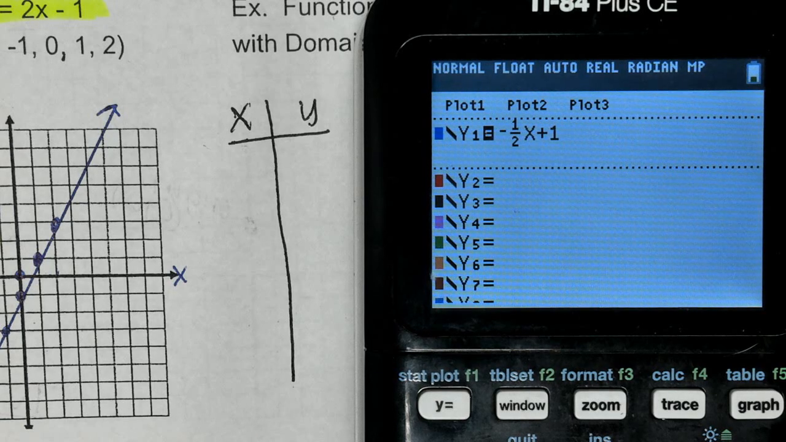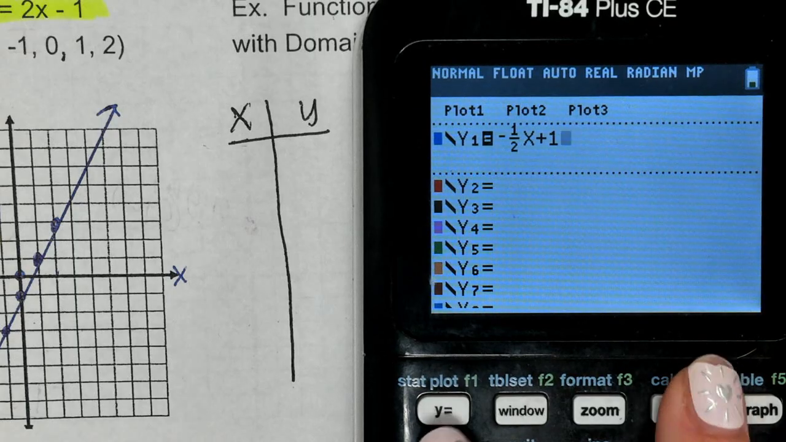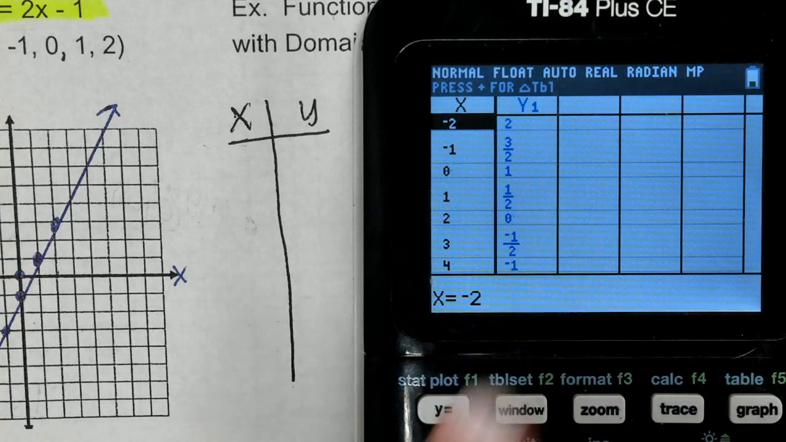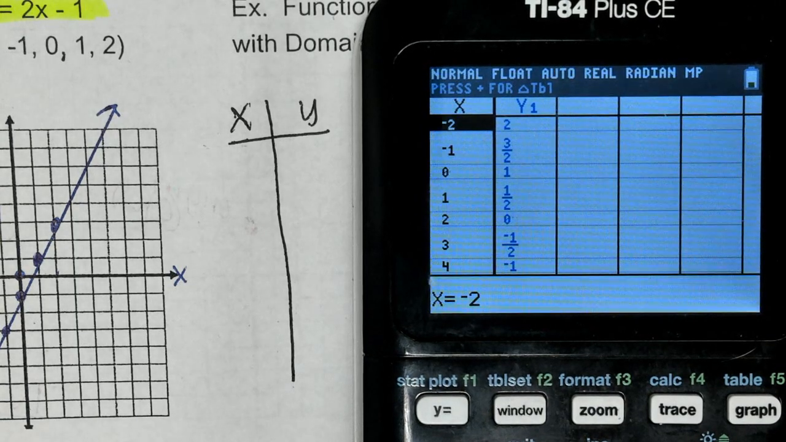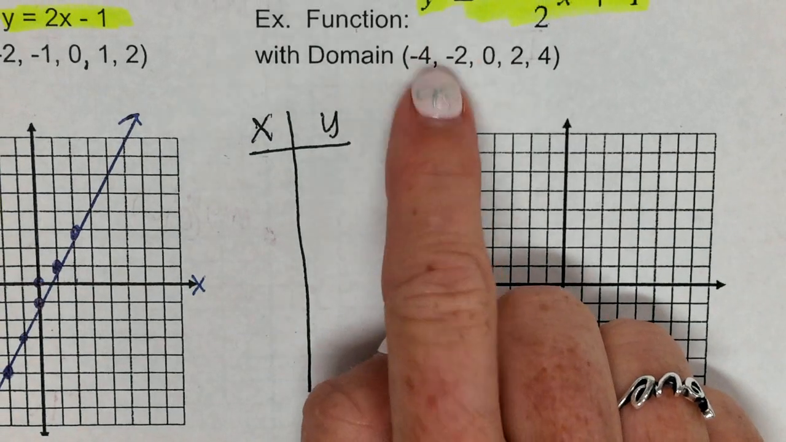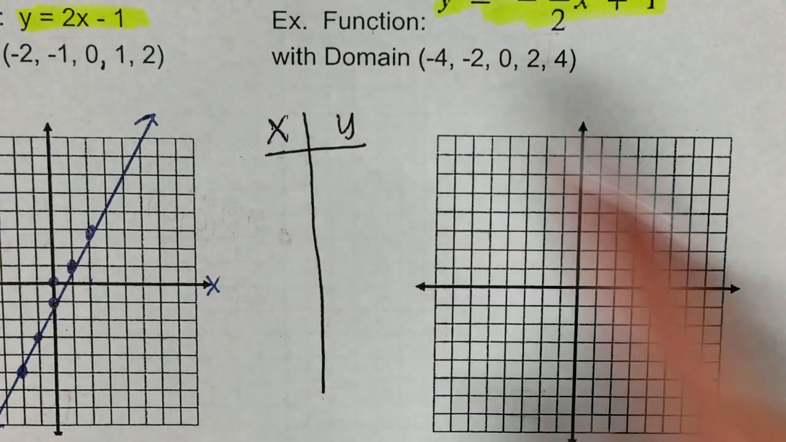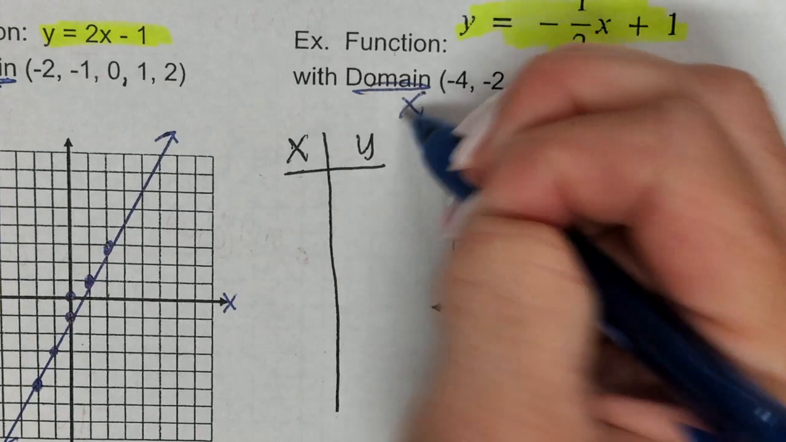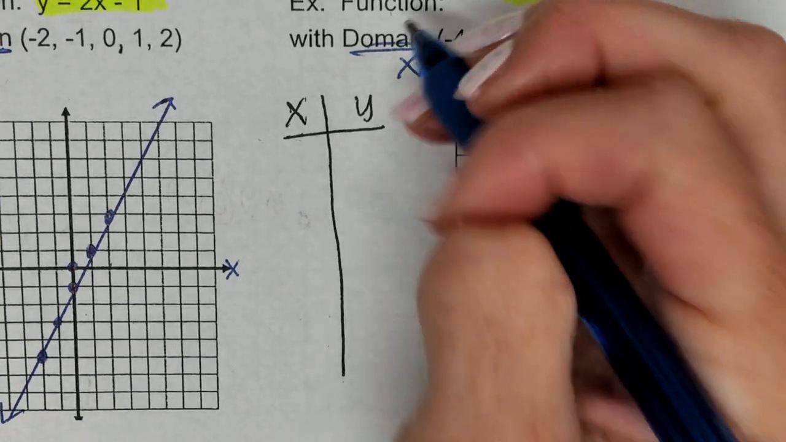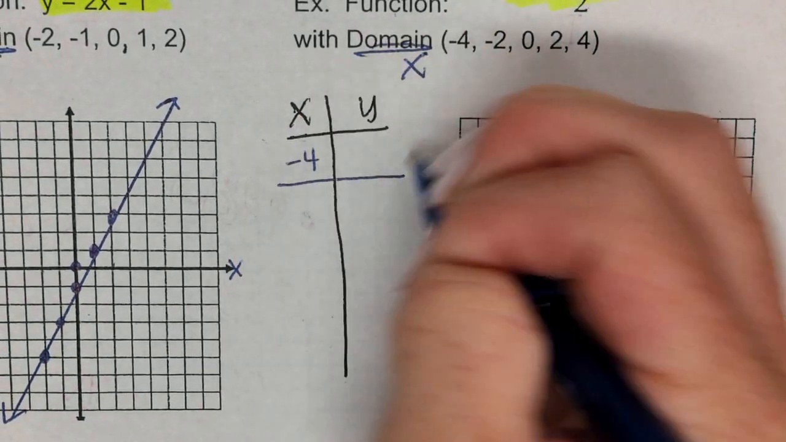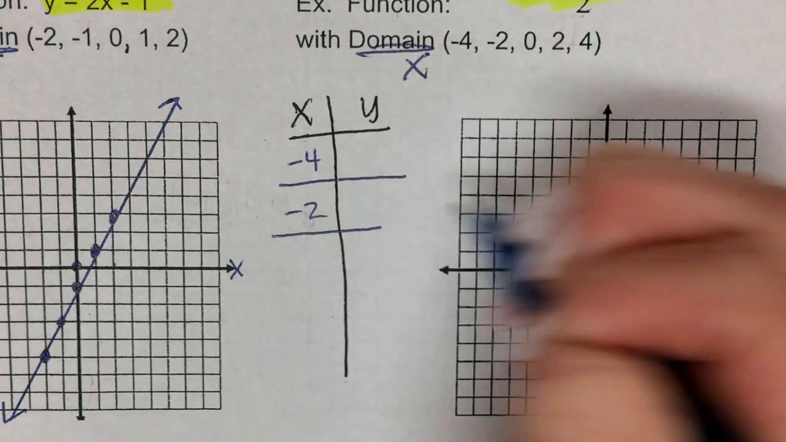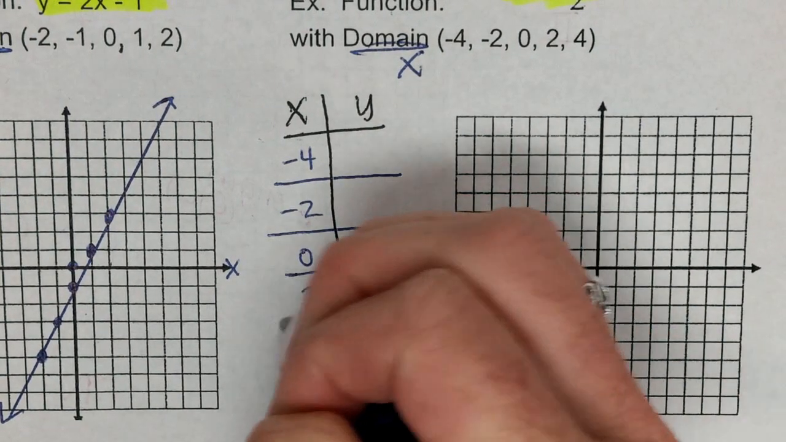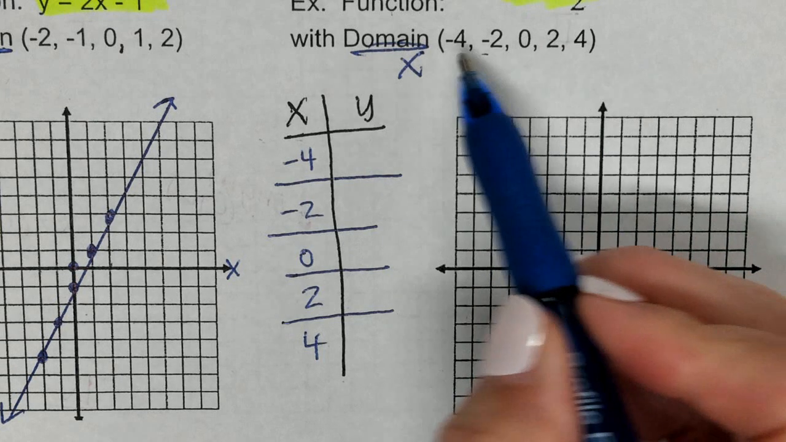Where am I going to go to see the list of the coordinates? Second graph. Do I get to pick the coordinates? No. Everybody look. They told me which ones to graph. What does domain mean? The x value. So I have to pick -4 for x, -2, 0, 2, and 4. They told me which ones to do.